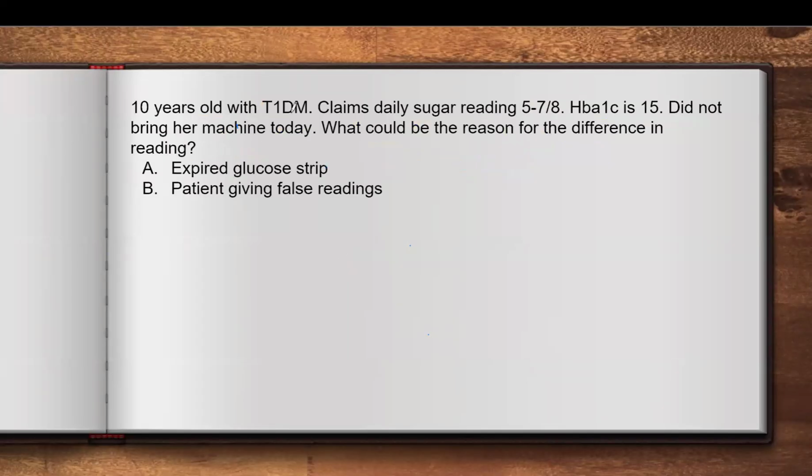A 10-year-old with type 1 diabetes mellitus claims daily sugar readings of 5 to 7 or 8. HbA1c is 15. She did not bring her machine today. What could be the reason for the difference in readings? Expired glucose strip or patient giving false readings?